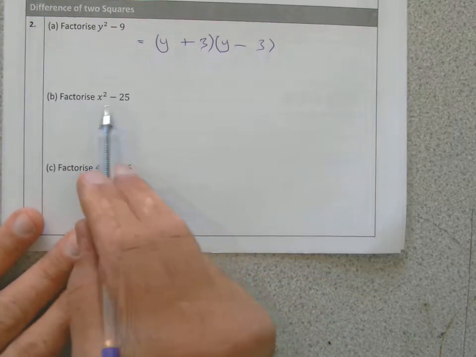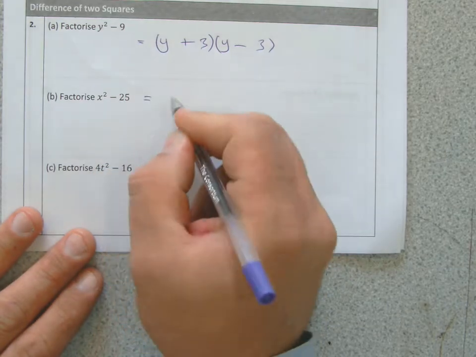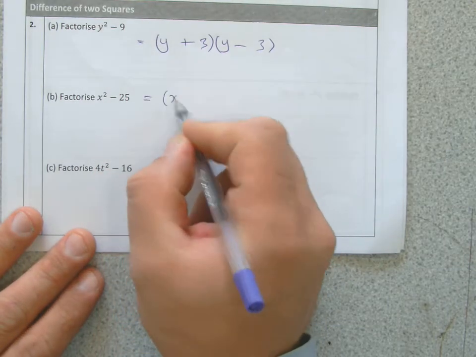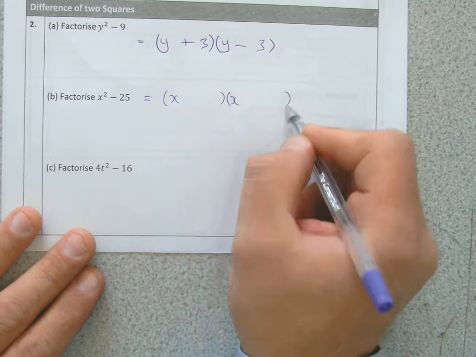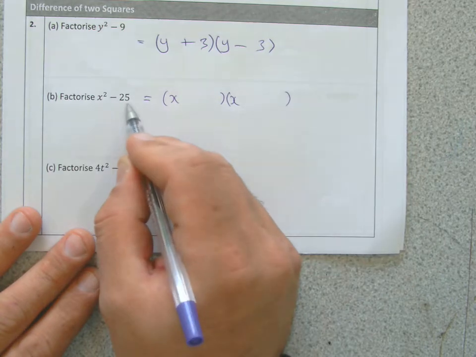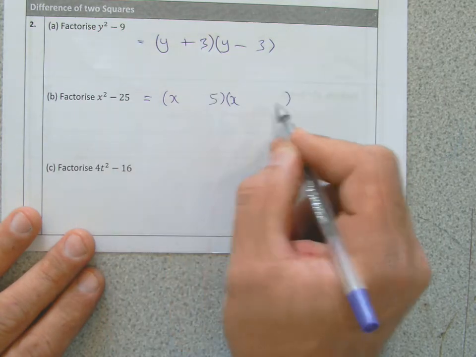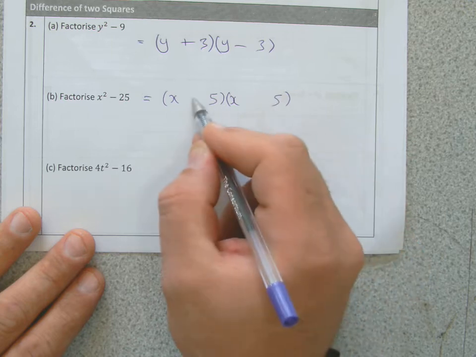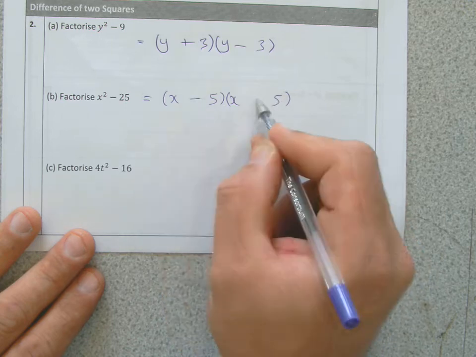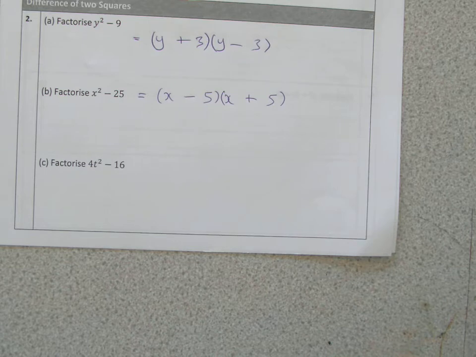The second one, again, I hope you can see difference of two squares, okay? So you've got x in both brackets here, yeah? Because you square x to get x squared. What do you square to get 25? 5, isn't it? Okay, 5. One's a plus, one's a minus. Now maybe I'll put minus there and plus this time, just to show it doesn't matter, right? It doesn't make any difference.